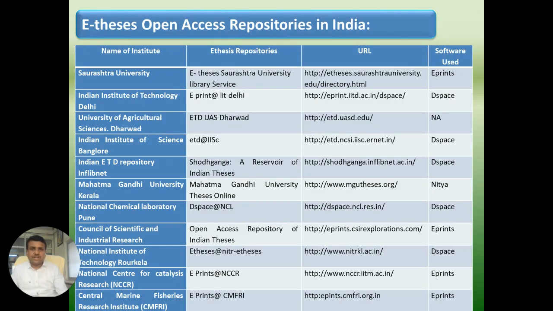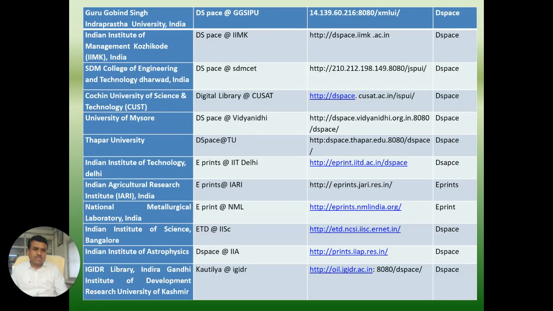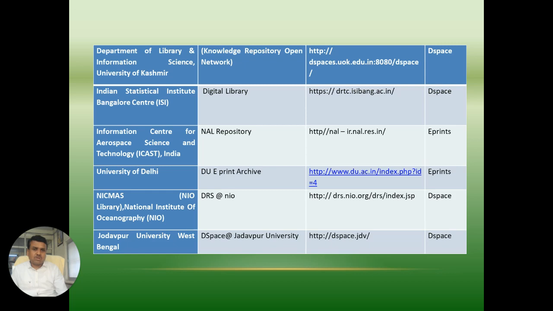eThesis open access repository in India. Most of the institutions use repository software in India, that is all software like ePrint, DSpace, Nitya. Of all of them, DSpace is the most important and most useful. That's why the use of DSpace is important and high.